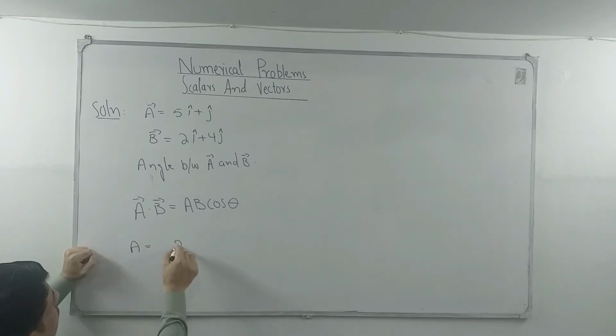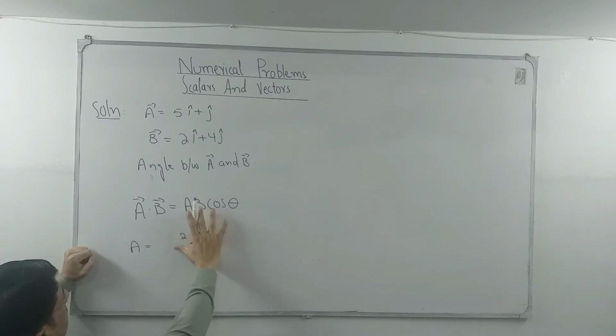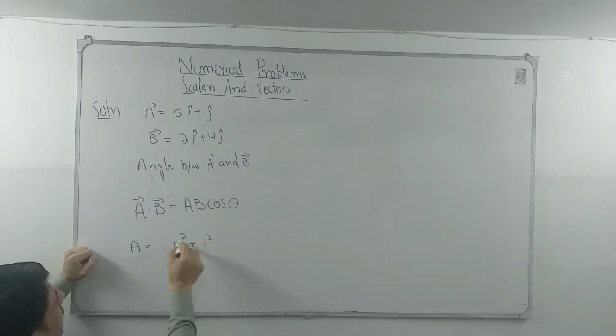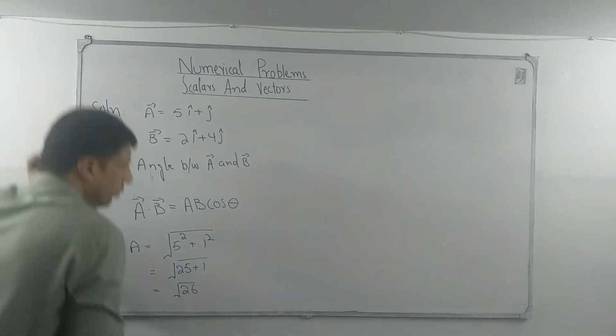That is equal to 2 square plus 5 square plus 1 square under root. This is the magnitude of vector A. 25 plus 1 under root, and you get under root 26, the magnitude of vector A.